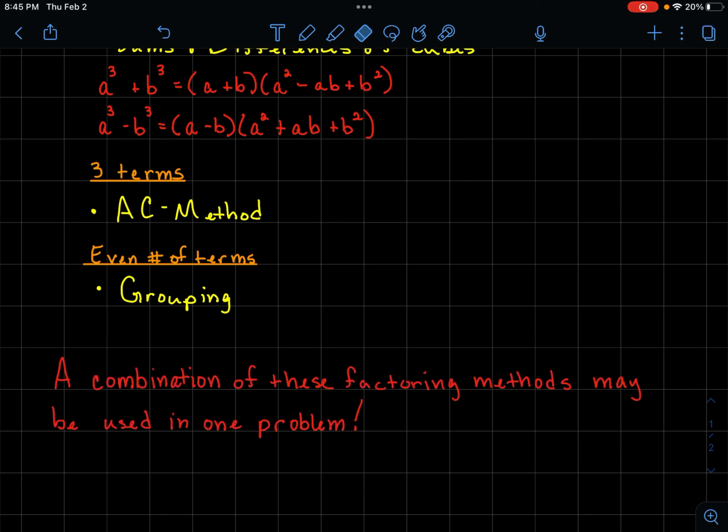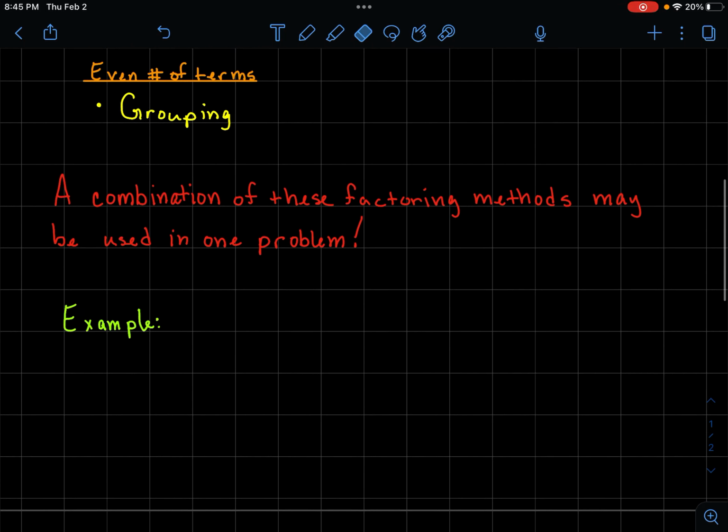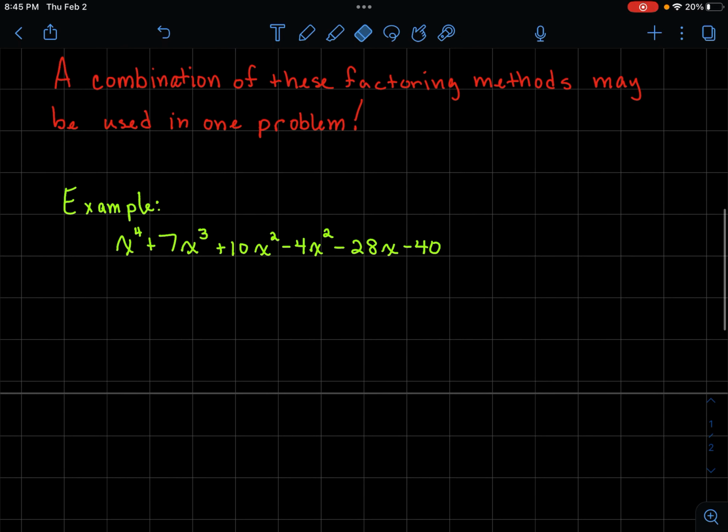So what makes this difficult is that a combination of these factoring methods can be used in any one particular problem. It's not just one factored form that works for a polynomial. I could have one that uses grouping and then eventually use the AC method as well, or a difference of squares and so on. Okay, so let's try some examples.